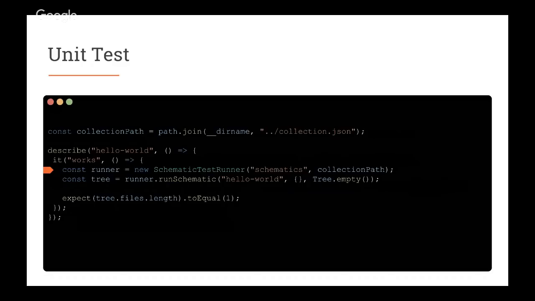But you'll essentially create a runner and then create a tree. And here we're just doing a very simple test where we're creating an empty tree. We're running our schematic called hello world. And then we're expecting that the tree only has 1 file. And so you can go much more in depth. You can inspect the actual file itself, look for certain variables, position, all those sorts of things as well. But you can build a full suite of unit tests for your schematic.